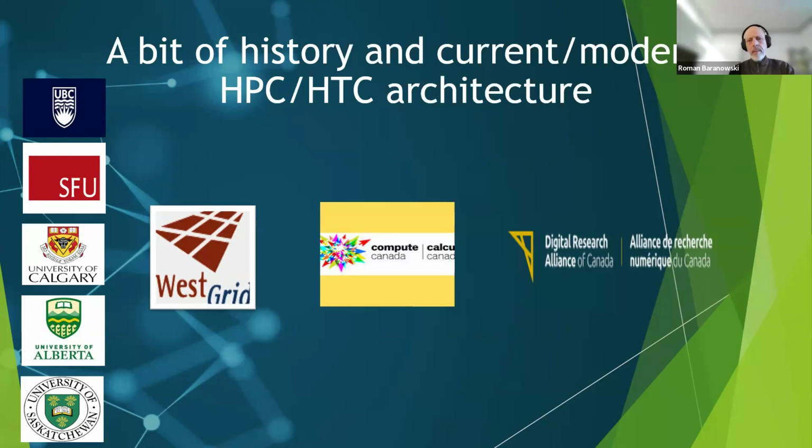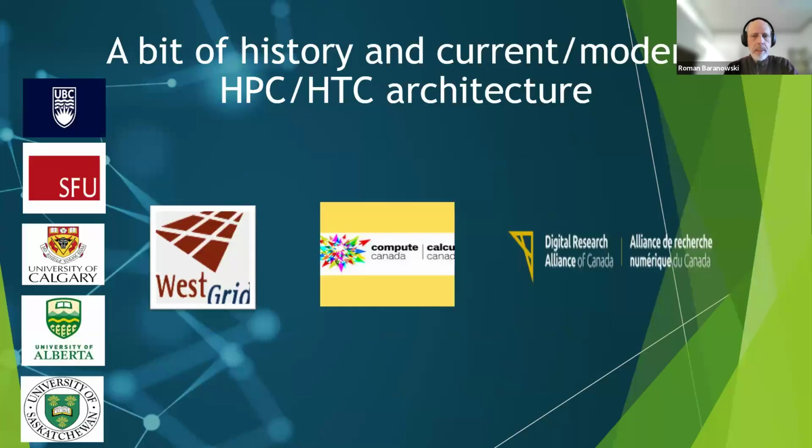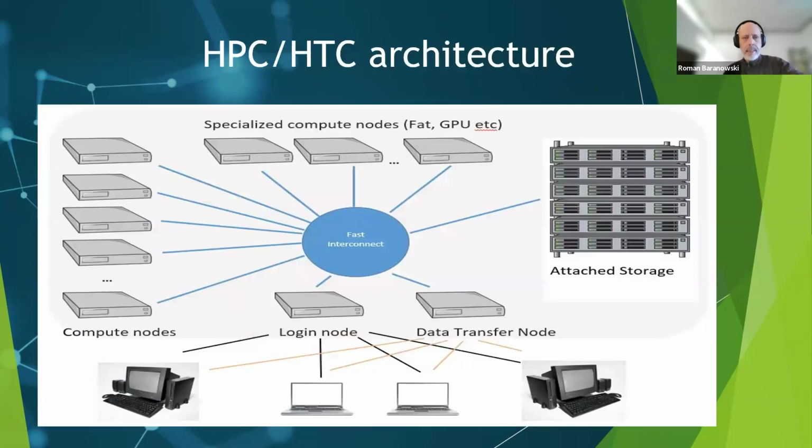And right now, I believe two years ago, Compute Canada transitioned into the Digital Research Alliance. Currently, we are running, I believe, five different sites. In essence, all of them look very similar, because the modern HPC architecture looks more or less like this, right?